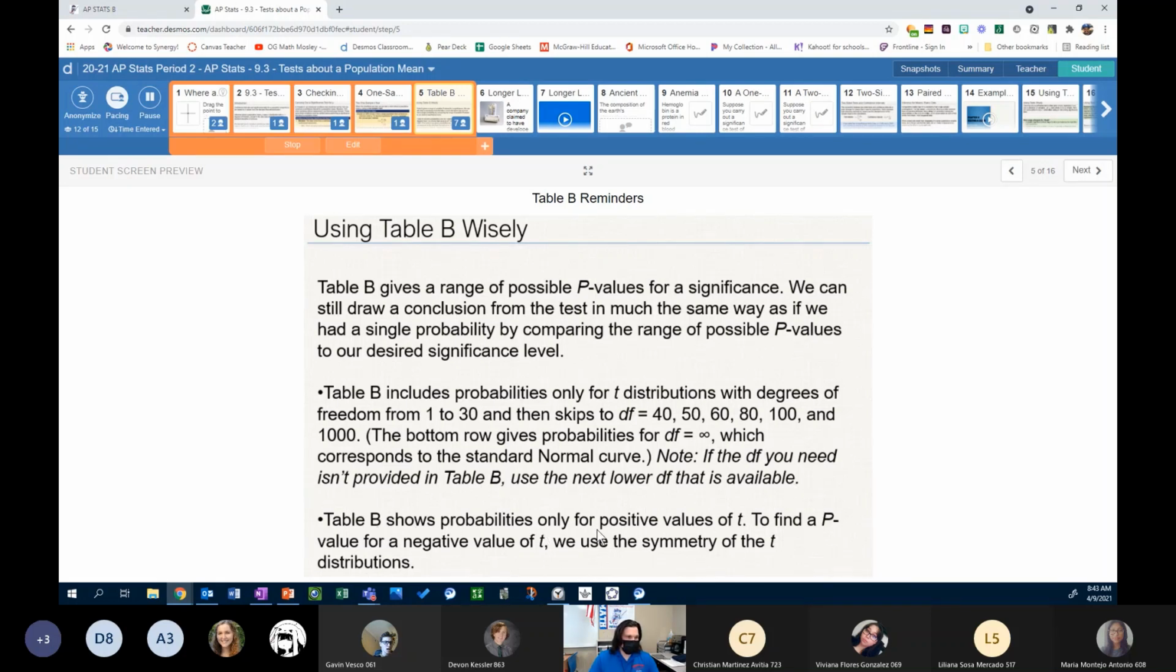Table B shows probabilities only for positive values of t. To find a p-value for a negative value of t, we use the symmetry of the t-distributions, meaning if I end up with a t-statistic that is like negative 1.8, I just find positive 1.8 on table B and the p-value that goes along with that. Because of symmetry, it's the same proportion as the negative value. Is there anything I can clarify about table B?